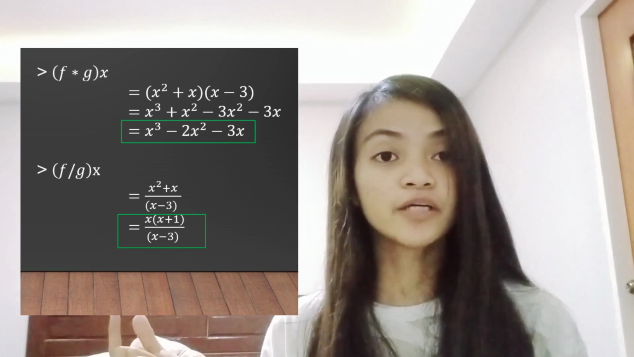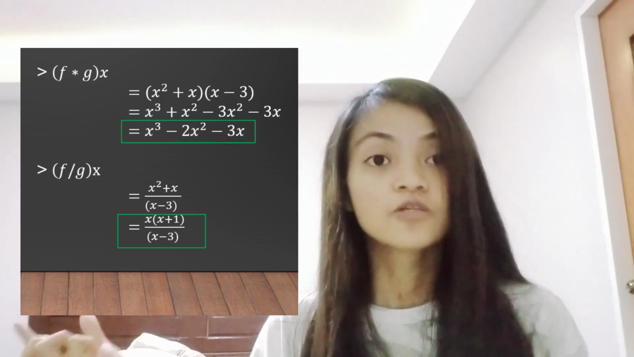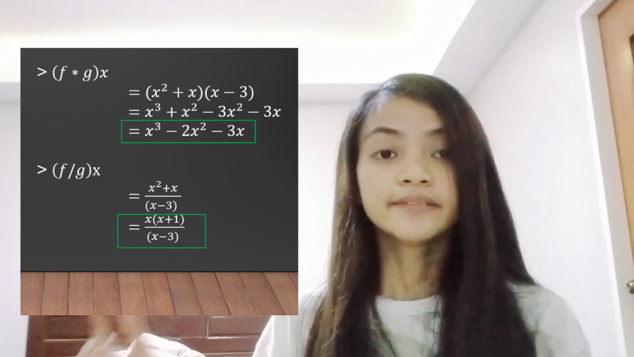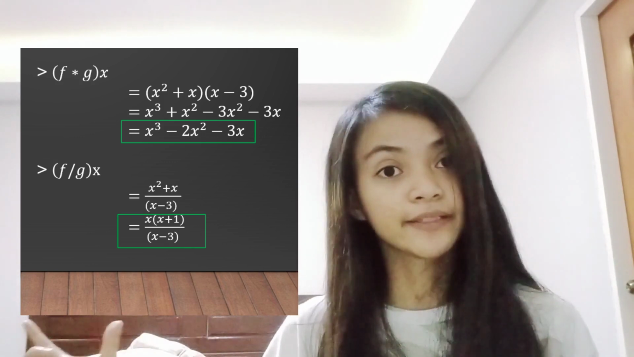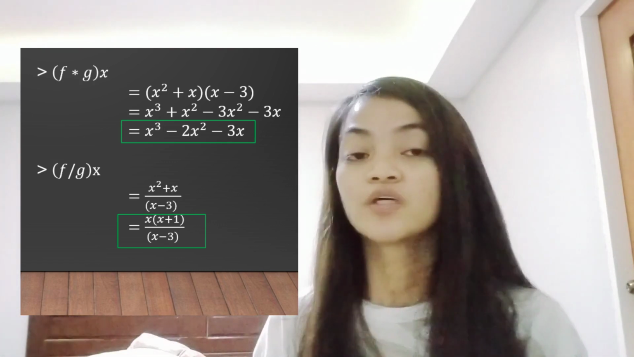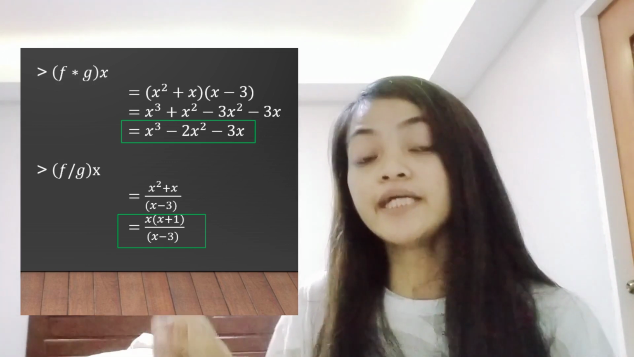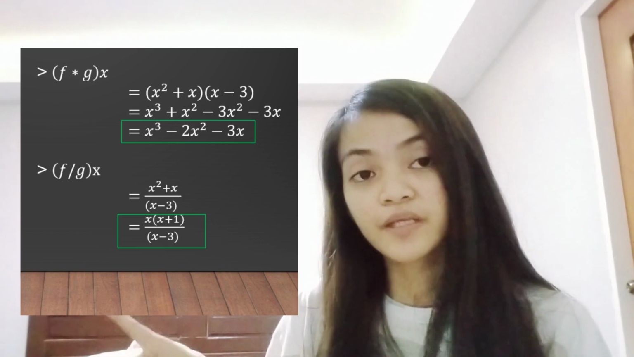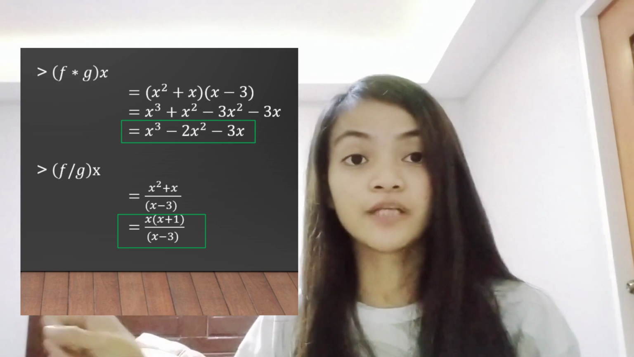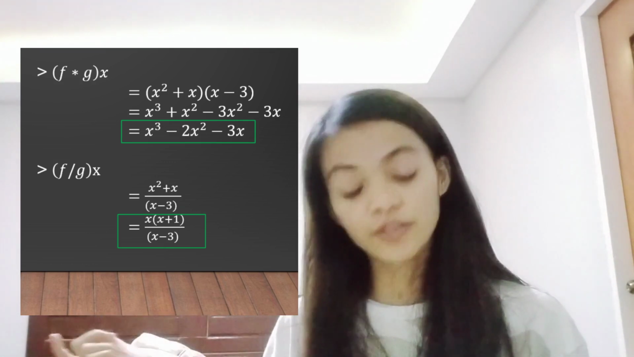Here naman tayo. So, ang given dun is positive x tsaka positive x. So, ang makukuha natin dun is x squared. Then, dun naman tayo sa dalawang huling numbers. X multiplied by negative 3. So, ang makukuha natin doon is negative 3x. So, ang final answer natin is x cubed minus 2x squared minus 3x.